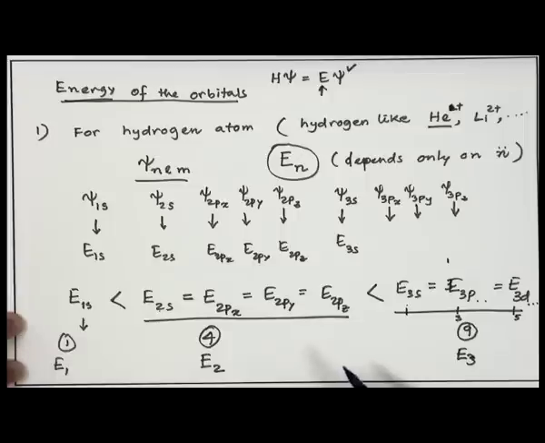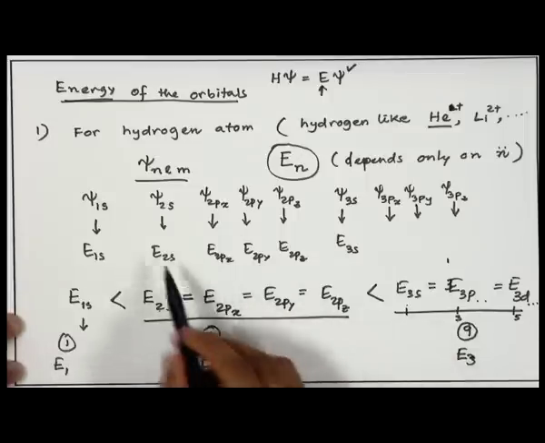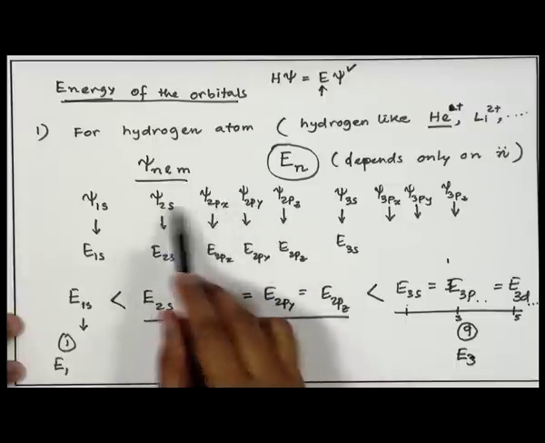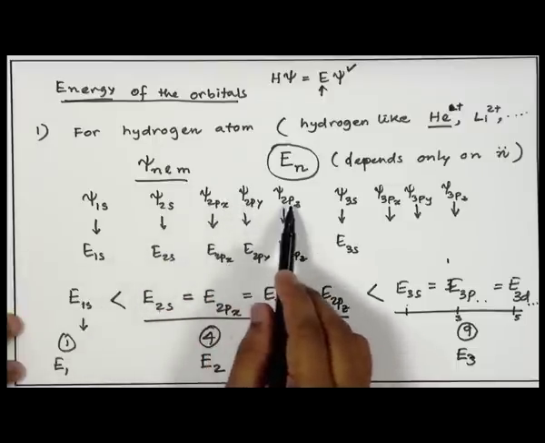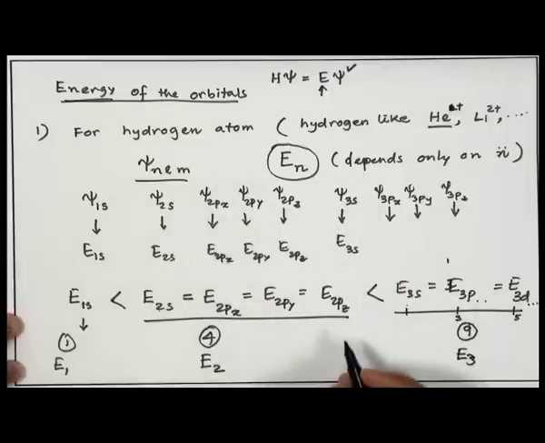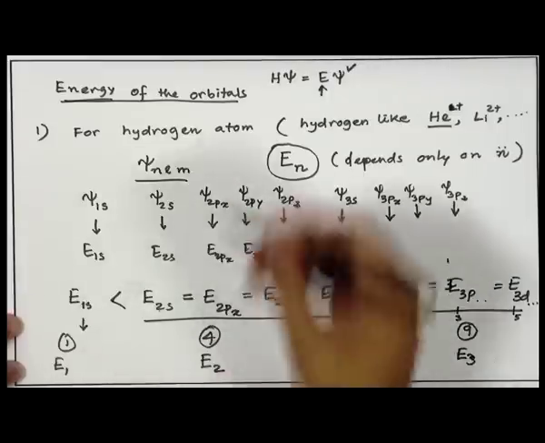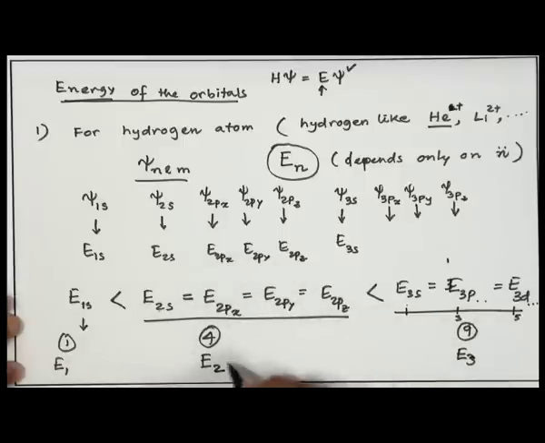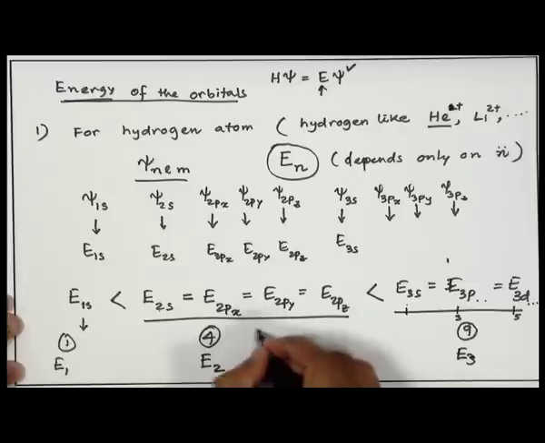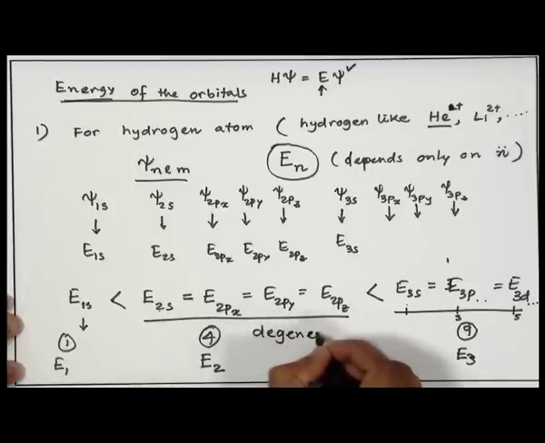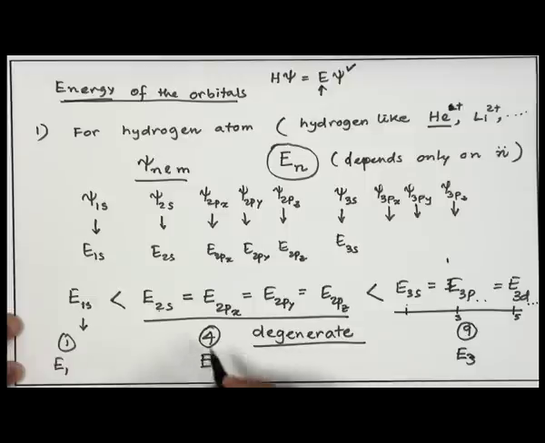We see that there are more than one wave functions, psi 2s, psi 2px, psi 2py, psi 2pz, 4 different wave functions, but all of them carry the same energy. We call these energy levels degenerate. That means they have the same energy. And since there are 4 energy levels which have the same energy, we call this situation 4-fold degeneracy, and this situation 9-fold degeneracy.